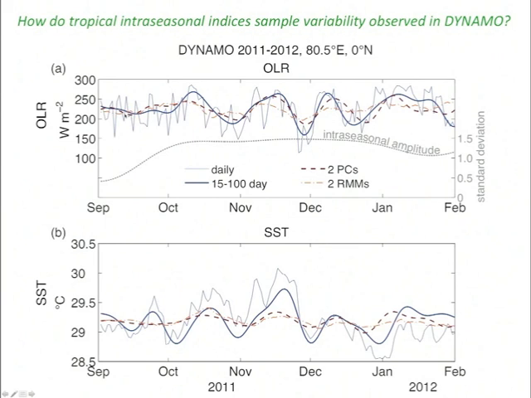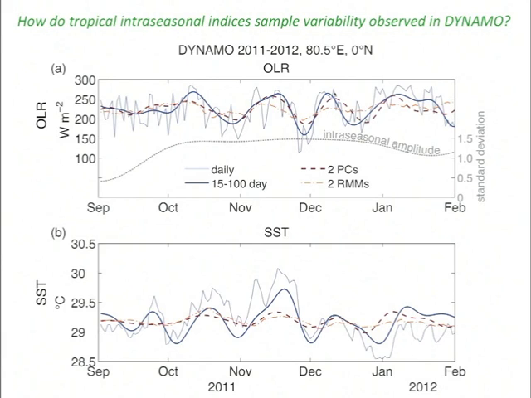So in the thin lines, I've just plotted the daily OLR and daily sea surface temperature. OLR being the sort of canonical way to tell when you have intraseasonal convective anomalies, intraseasonal oscillations. And then in the thick blue line, I've low-pass filtered this with a 10 to 100 day filter. So it's a wide filter, but it's to capture the intraseasonal part of this variability. So that tracks fairly well.